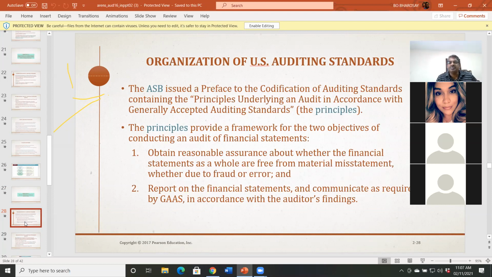What do we mean by material misstatement? It means that there could be errors, but the errors are inconsequential. For something to be material, it must have the ability to influence the user's decision. So when we say that it's free of material misstatement, it is free of those misstatements that would influence the user's decision.